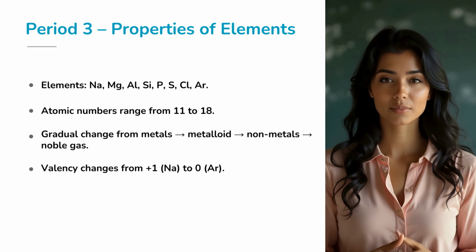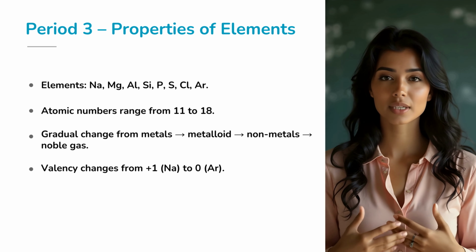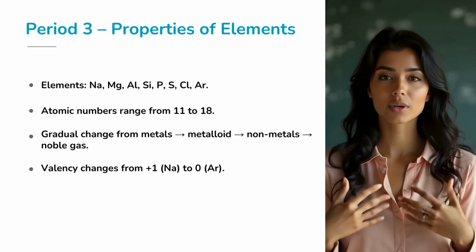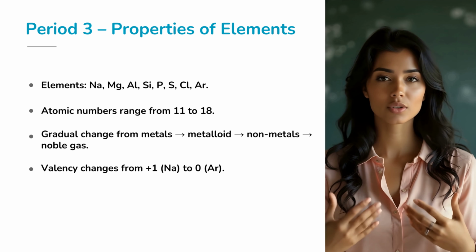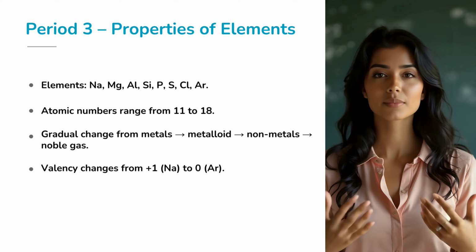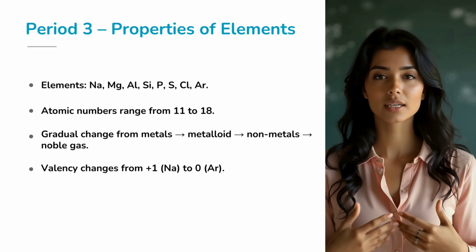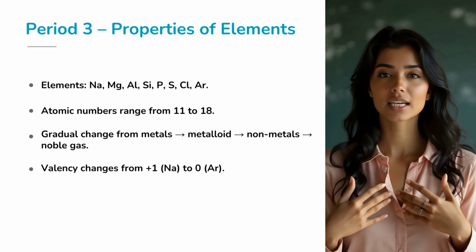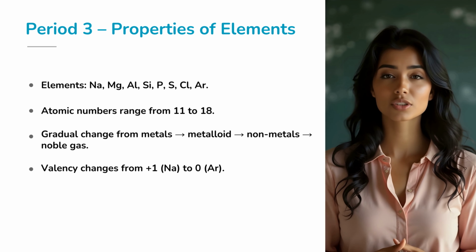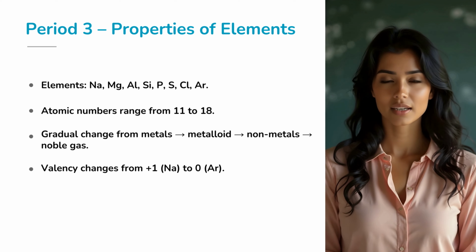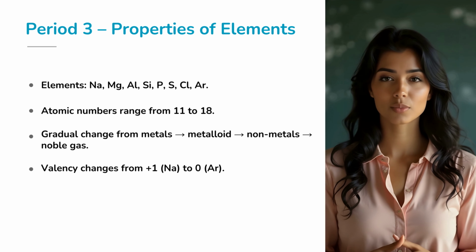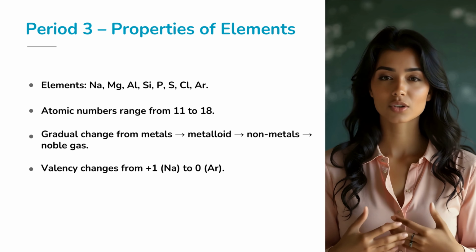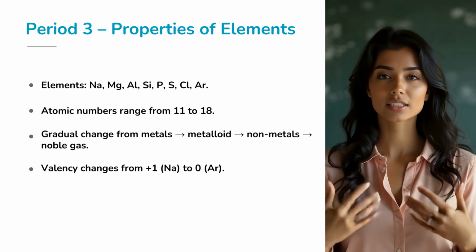Now let's look at period 3. It begins with sodium, atomic number 11, configuration 2, 8, 1. Magnesium follows with 2, 8, 2. As we move across, we see aluminium, silicon, phosphorus, sulfur, chlorine, and finally argon at atomic number 18 with a configuration of 2, 8, 8.